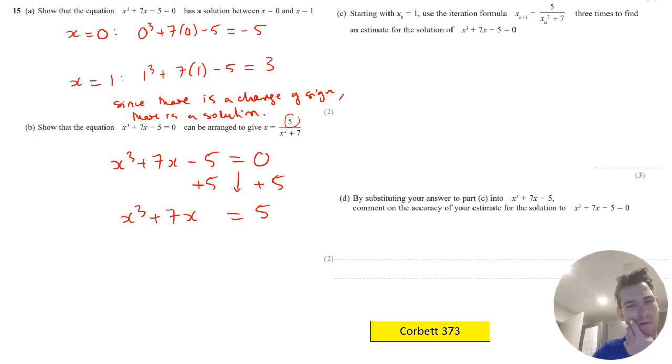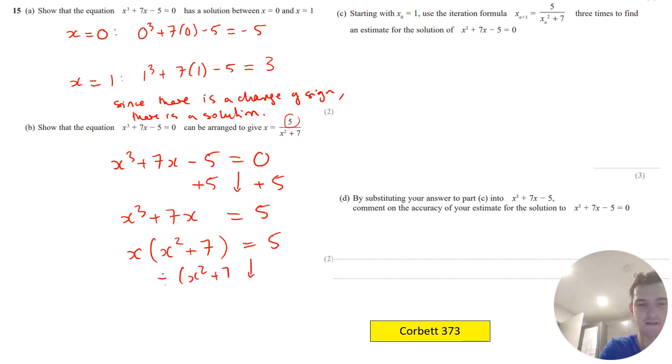Okay, now what am I going to do next? Well, I can see that my answer has x equals something. So why don't I try to factorize out an x from the left-hand side? If I do that, I'm left with x squared plus 7, and that's useful because that's what I've got in the denominator. So when I divide both sides by x squared plus 7, I actually get to my answer, which is 5 over x squared plus 7, which is what I want.